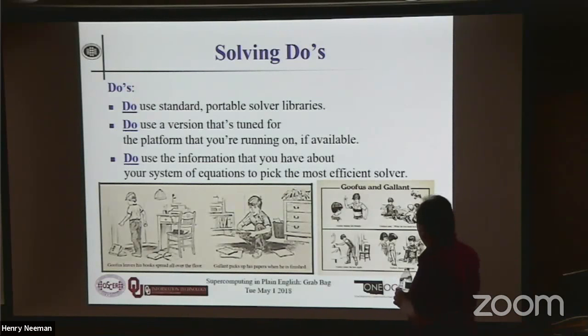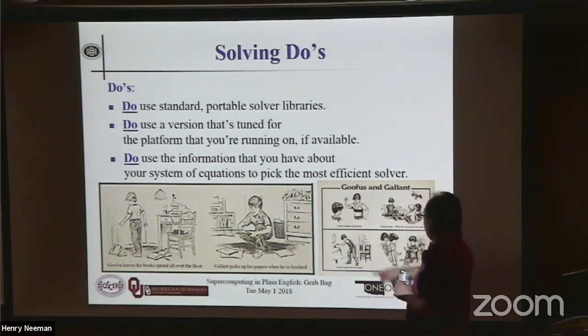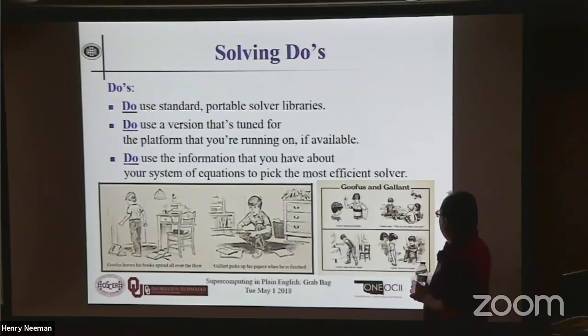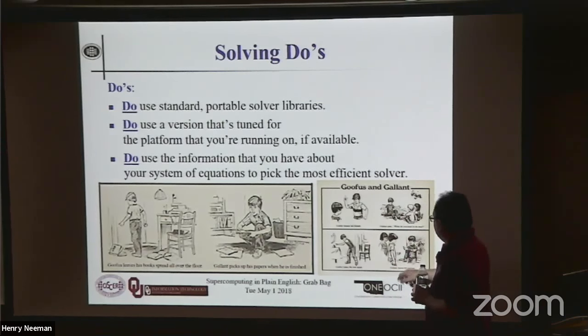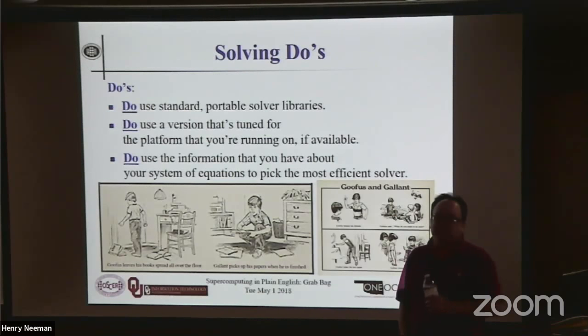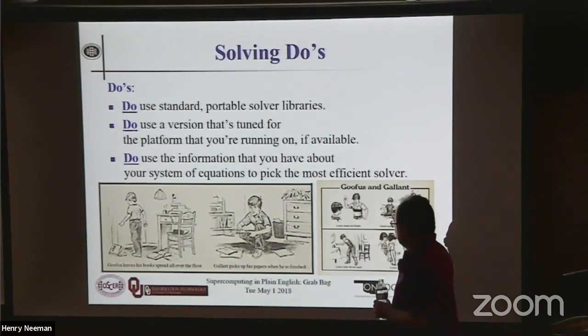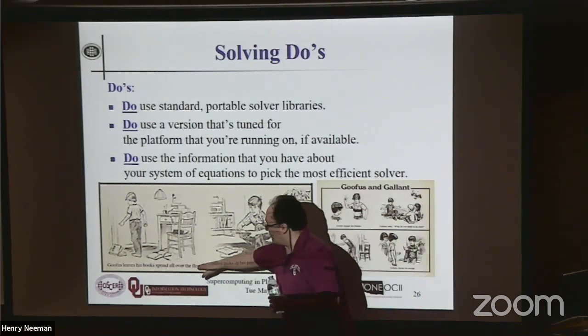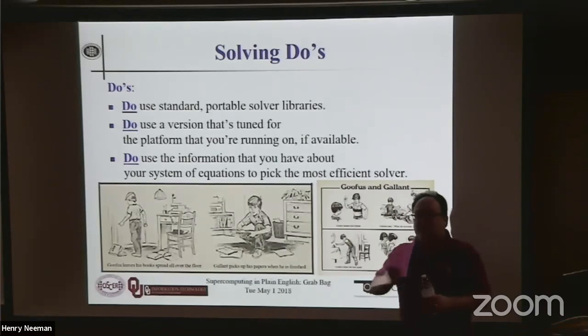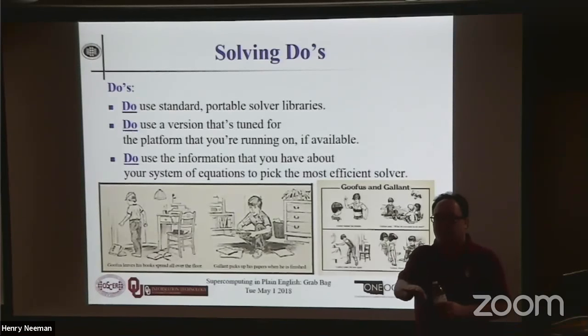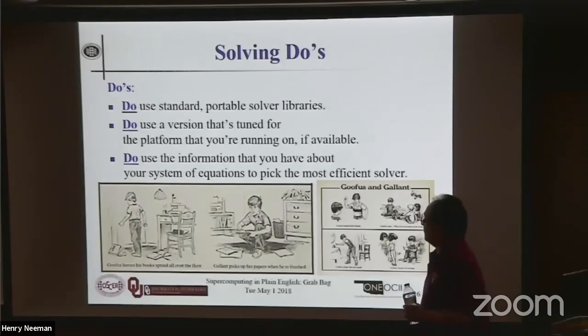All right, oh, here we go. GOOFUS and Gallant. GOOFUS bosses his friends. Gallant asks, what do you want to do next? GOOFUS takes the apple. Gallant shares his orange. Okay, so are you starting to feel like a high degree of antipathy toward Gallant? I certainly am. Oh, look at this. GOOFUS leaves his books spread all over the floor. Gallant picks up his papers when he's finished. Like, I get what the problems with GOOFUS are, but Gallant really rubs me the wrong way.